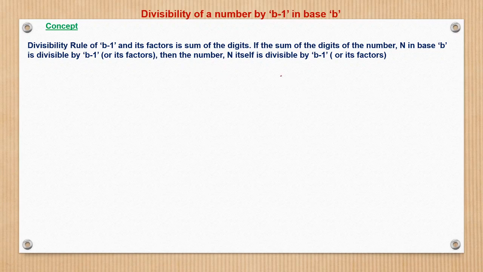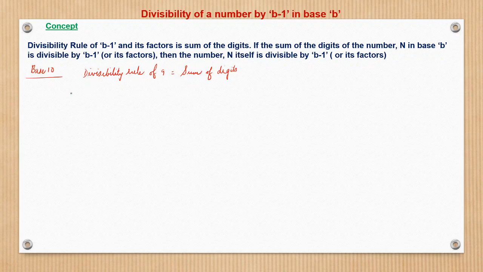So we'll start by taking the analogy from base 10, what happens in a decimal system, and then we'll build from there. We have seen, in the decimal system, the divisibility rule of 9 is nothing but the sum of digits, right? And how had we arrived at this?